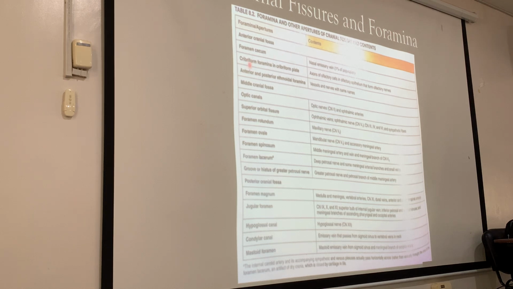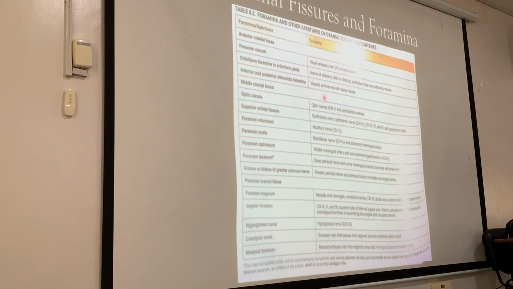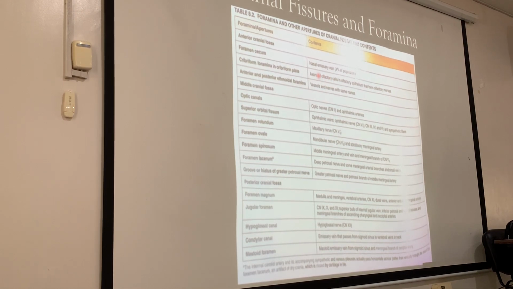So again, important to remember the cribriform foramina allow the axons of olfactory cells in the olfactory epithelium in the nose to enter the brain. So they form the olfactory nerves. So cranial nerve 1 is the olfactory nerve. So cranial nerve 1 utilizes the cribriform foramina in the cribriform plate. It's found in the anterior cranial fossa.